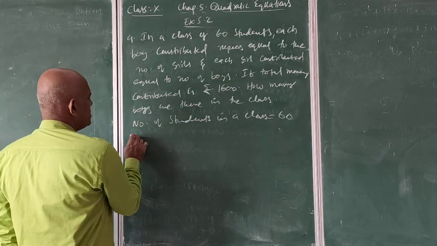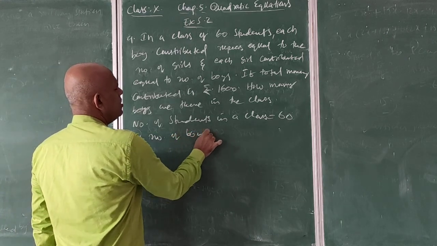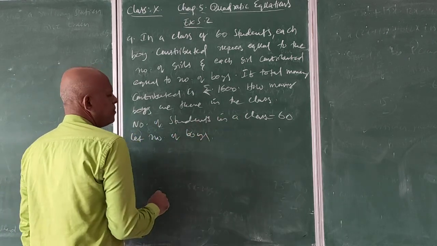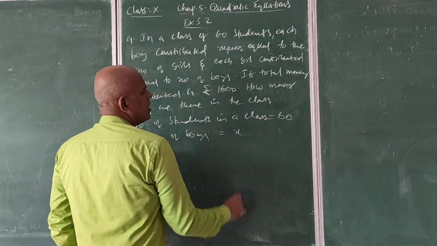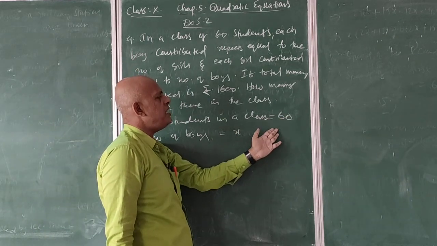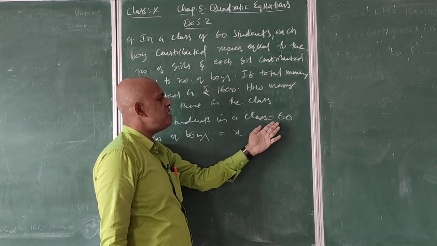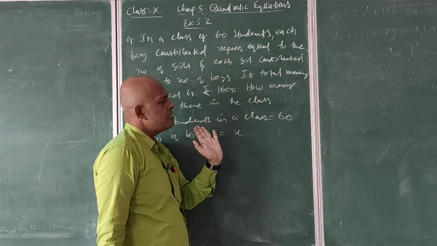Let the number of boys be what they asked to know. So how many boys are there in the class? Let the number of boys be equal to x. When there are, suppose, 60 students, 10 boys means 60 minus 10, 50 girls. If there are 60 students, 30 boys means there will be 60 minus 30, 30 girls.